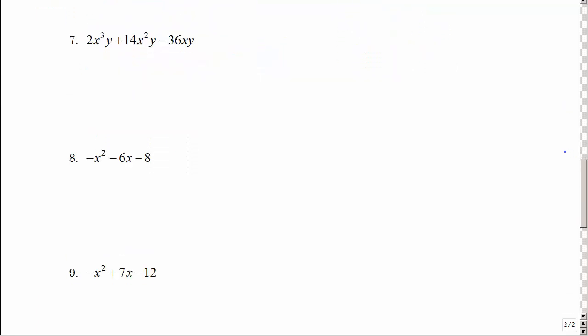Number 7, do you see a greatest common factor? Well, all the numbers are even, so I know a 2. Oops, I got a little bit carried away. Let's see, I'm going to put the 2. What else do I have? Oh, I see an x and a y. So I'm going to divide all of these by 2xy.